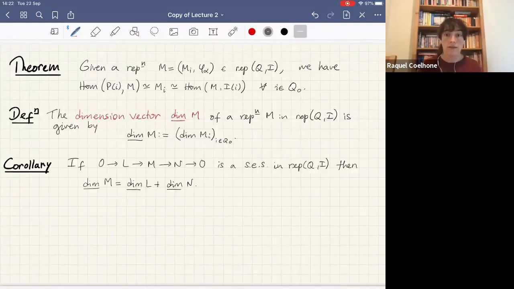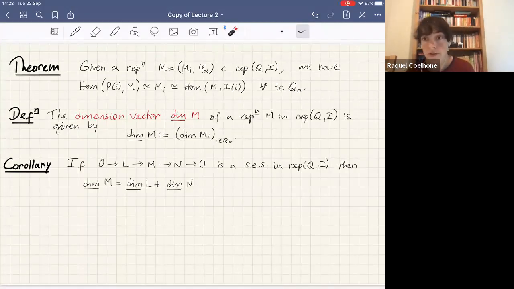A nice thing to observe and to have in mind is that if you have any representation, you can actually see if it has maps from projectives or maps to injectives by looking at the vector space and the corresponding projective. So Mi, the vector space Mi, is isomorphic to this Hom space from Pi to M, and is also isomorphic to Hom space from M to Ei, the injective at i. So this is quite nice and useful.